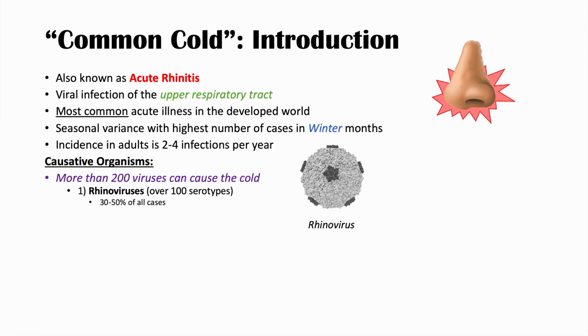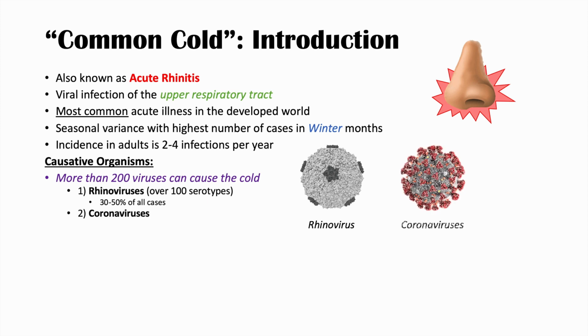And they are so common of a cause of the common cold that they are approximately almost a third to a half of cases. So 30 to 50% of all cases of the common cold are caused by rhinoviruses. And the second category of viruses that cause the common cold are the coronaviruses. The coronaviruses are the second most common category of causes. So we've heard about coronaviruses like the virus that causes COVID-19, but we're not going to talk about that here. We're talking about the 4 common coronaviruses in the population that can commonly cause the common cold.